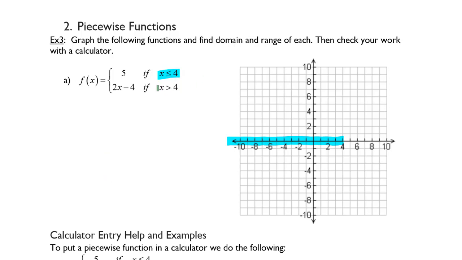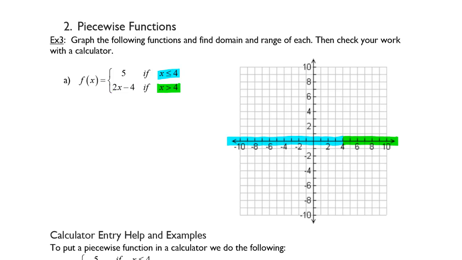And then for anything greater than 4, I'm going to highlight that in a different color, green. So anything to the right of 4, not including 4, you will have values that follow this second rule, this 2x minus 4.